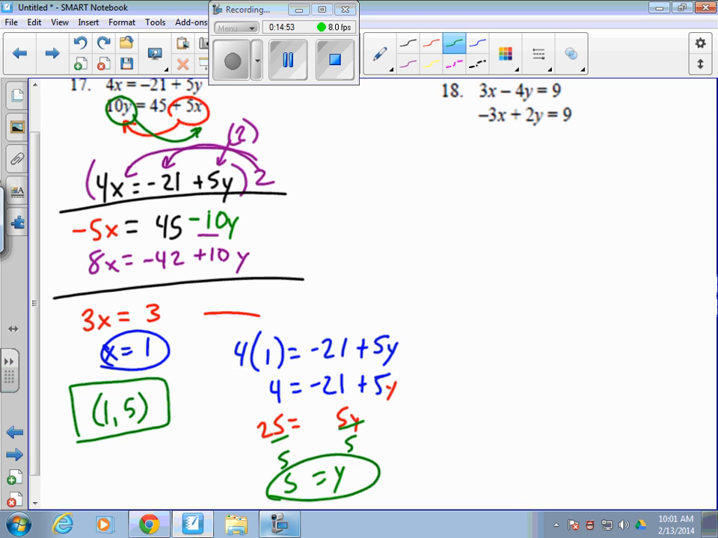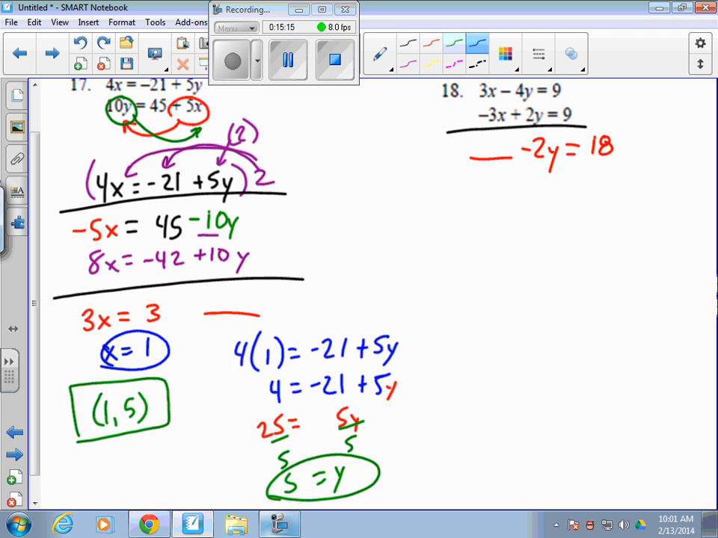Number 18, the same thing, except these are nice and neat stacked up for us. X is on top of X's, Y is on top of Y's, constants on top of constants. And we have, on top of that, opposite terms, 3x and negative 3x. Those cancel out and eliminate. Negative 4 and positive 2y give you negative 2y. And then 9 and 9 give you 18 when you combine them.